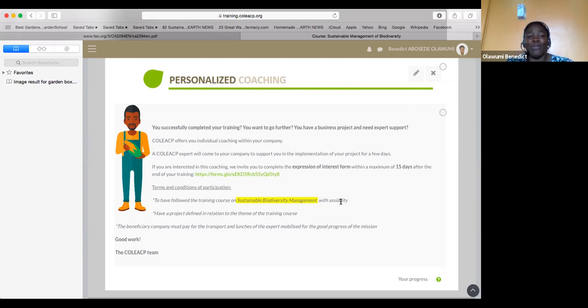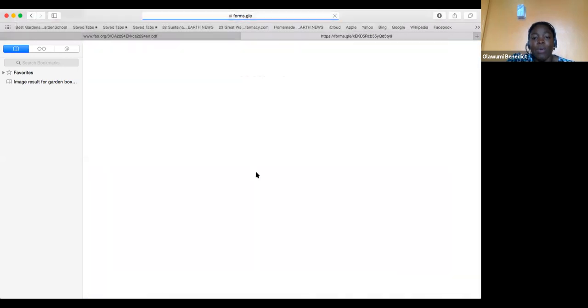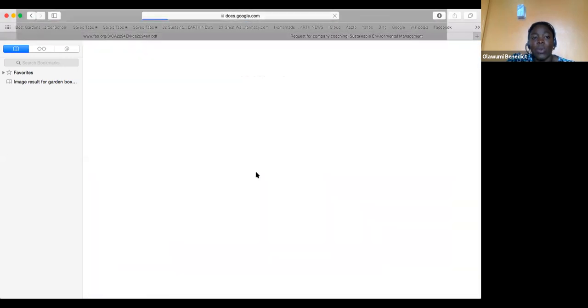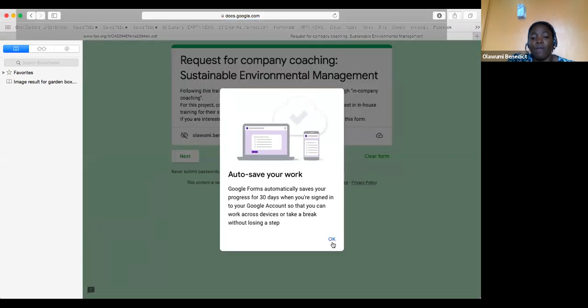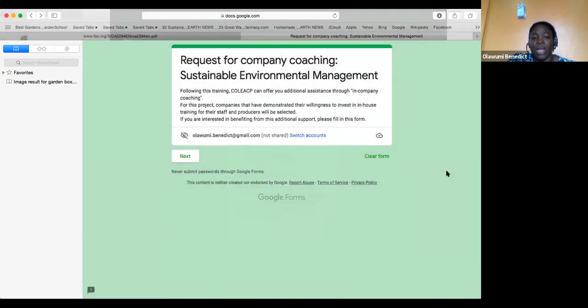COVID is still on, so there are limits to travel under CP. But we have experts in different countries that can actually help us on this. So if you feel that your company needs the form, I hope it's going to download for us to see. It's a quick form that we can fill.